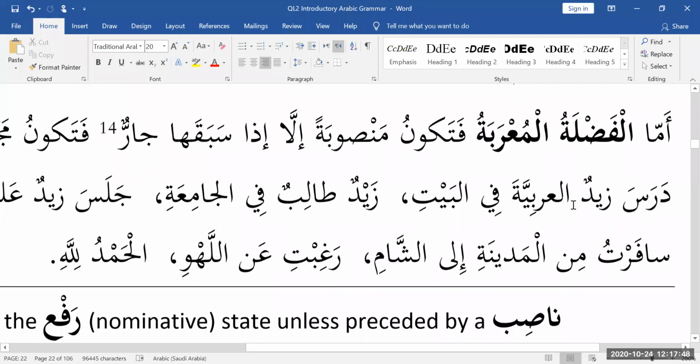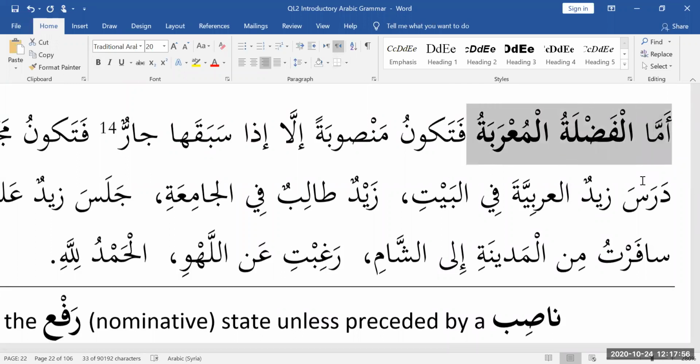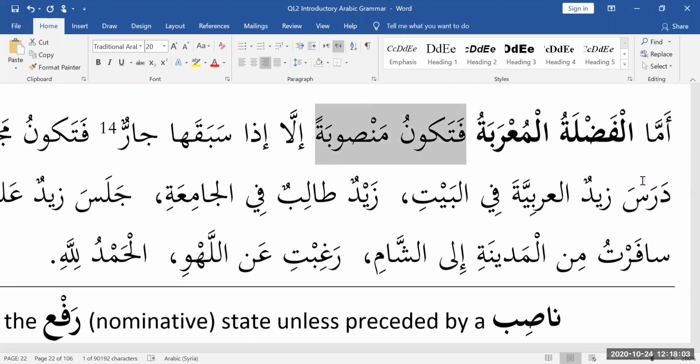The second part of the theory of inflection says, amma, as for, amma al-fadlatul mu'raba, as for the inflected non-pillar, fatakunu mansuba. Okay, so the default state for the inflected non-pillar is not rafa, it's nasab.